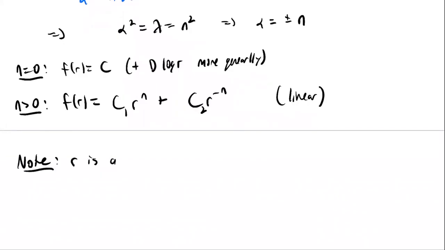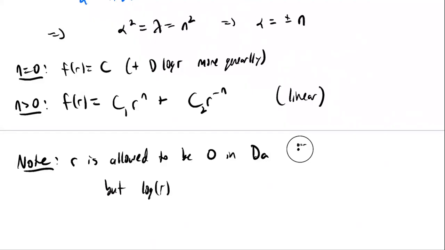r is allowed to be equal to 0 in our domain, right? Because the disk is centered at the origin, right? Right, so say this is our disk. So the origin is the center of our disk. But when r is equal to 0, log r blows up, right? So log r is singular at r equals 0.